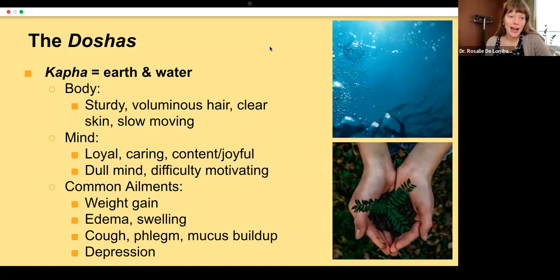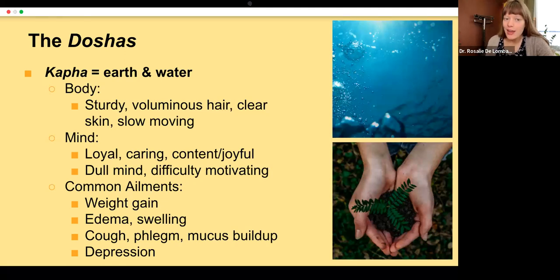Kapha is our last one, our last of the three doshas. And remember, everyone typically has two doshas. So I want you to think about this and maybe write this down on your piece of paper as we talk about this last dosha. Where do you feel like you fit among these doshas?